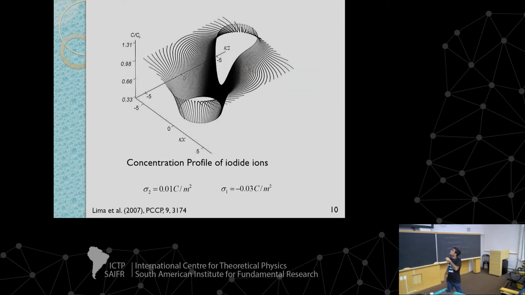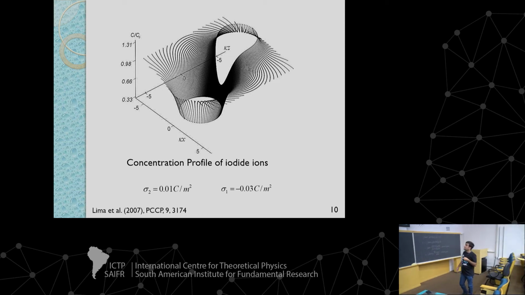Okay, so we get this kind of result. For example, here we have the distribution of iodides around two charged spheres. The first sphere is negatively charged, so we can see that we have a lower concentration around this sphere because we have anions. And the second sphere is located here, is positively charged. We can see that in the vicinity of this sphere, the concentration rises.